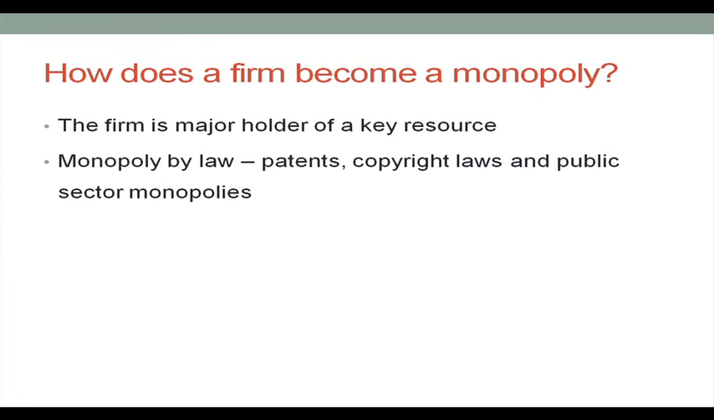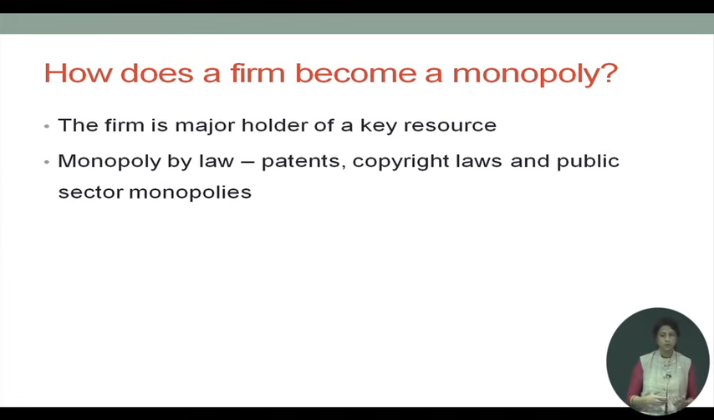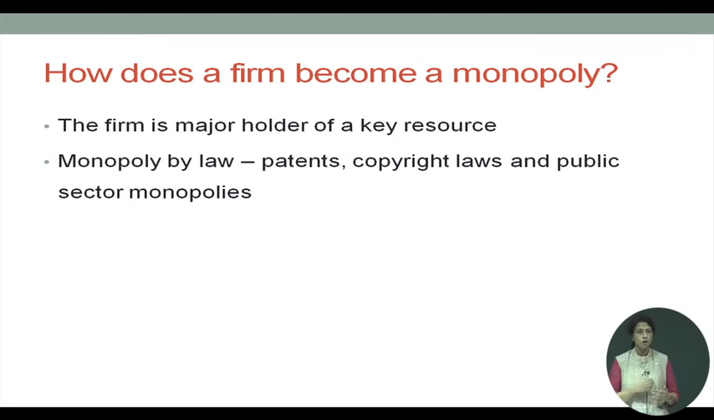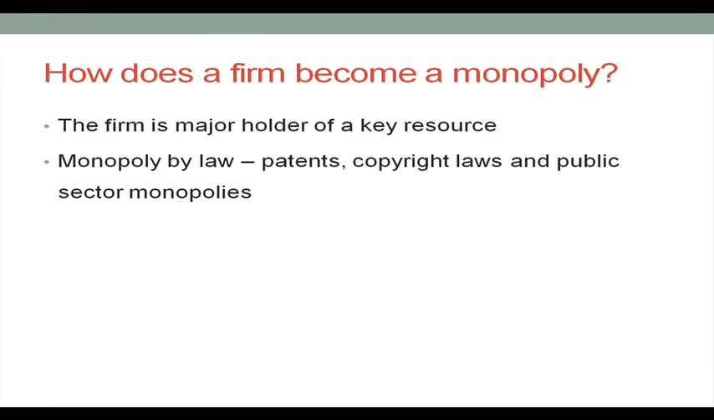Now, the second way by which a firm can emerge as a monopoly player is monopoly by law. That is, the law gives the firm a status to be the single seller in the market. So, how can that happen? That can happen through, say, patents, through copyright laws, and the example of public monopoly. So, let me give examples.